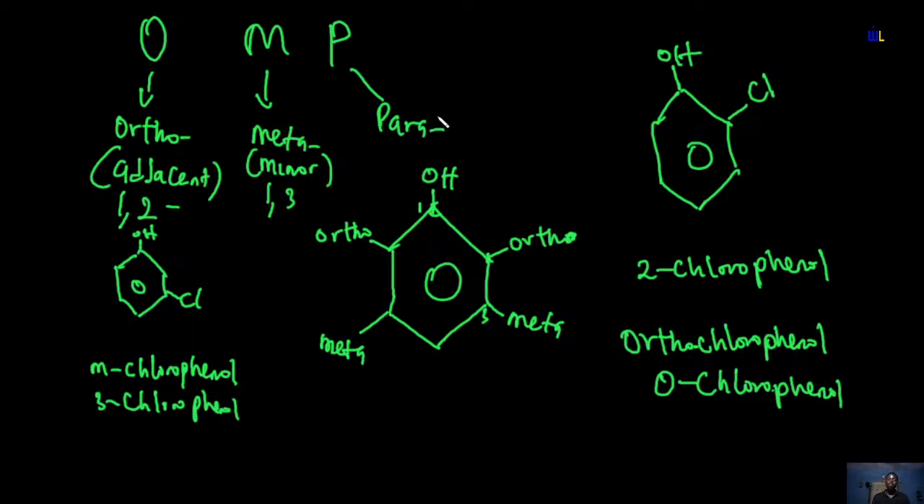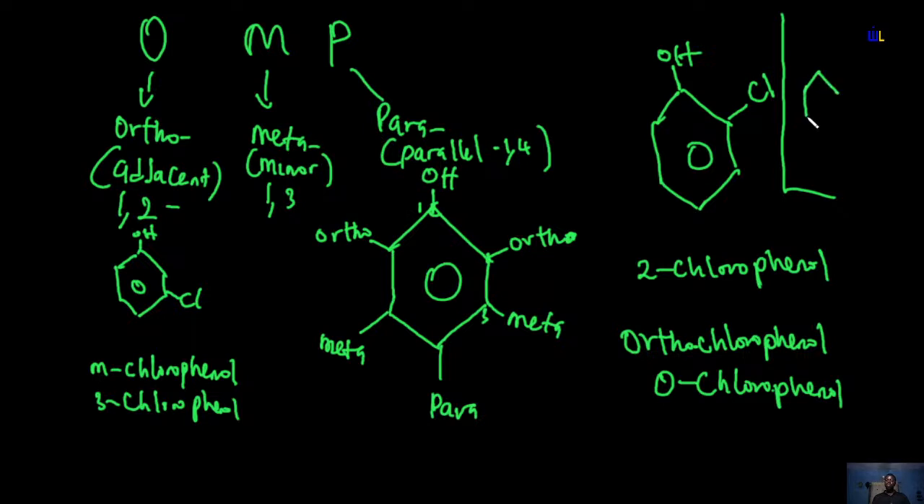Then we come to the final one, para. You can literally understand this one. Para means parallel. So parallel to the main carbon atom, and that's a 1, 4 arrangement. So what is that going to indicate? That here is going to be the para, which means if, for instance, I have a diagram, and in my diagram I have this as OH, and then I have this as chlorine, the name of this compound is going to be 4-chlorophenol.